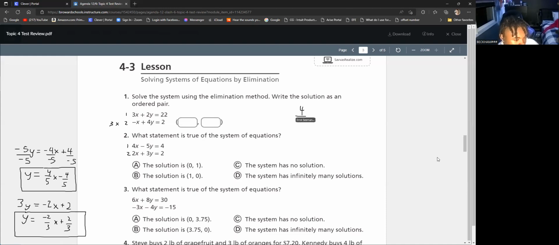So 4 over 5x minus 4 over 5 equals the other one, negative 2 over 3x plus 2 over 3. So what are we going to do with this? Solve this for x. Take all the x terms on the left side, take all the numbers on the right side. So collect like terms, basically.